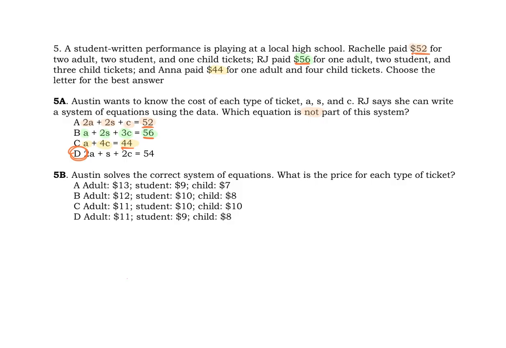And now I'm just going to use my matrix technology to solve this one. So remember, it would be each of the coefficients of each of the system, and my system is right here. So a 2 for A, a 2 for S, a 1 for C, and the total 52. A 1 for A, a 2 for student, a 3 for child, 56. And then 1 for adult, there are no students, and 4 children for 44. Put that in our calculator, and it will give us B as the solution.